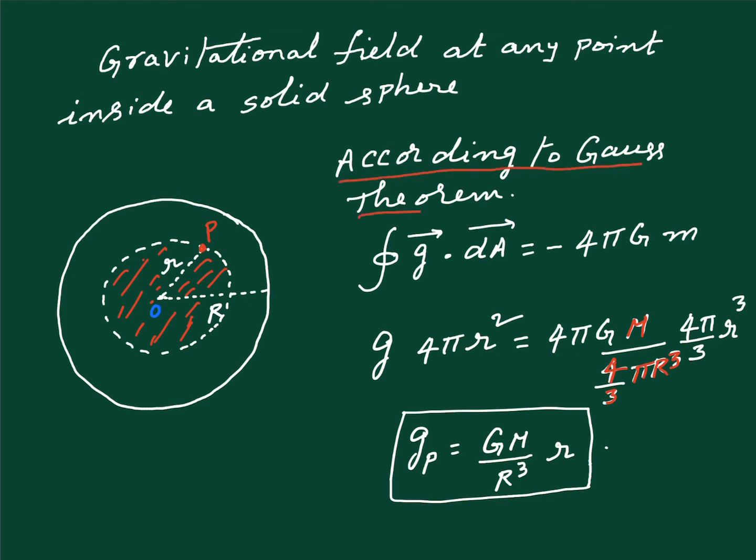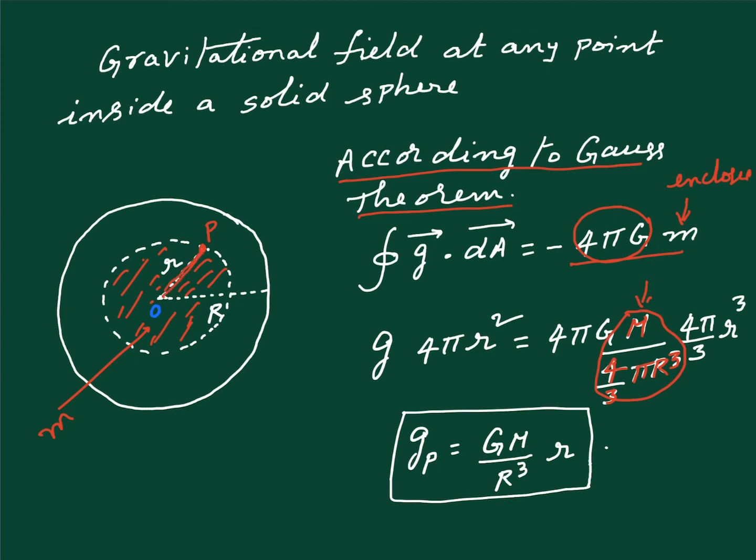According to Gauss theorem, the integral of g dot dA, where g is the gravitational field, which is nothing but acceleration due to gravity, is equal to 4 pi G into the mass enclosed. The negative sign indicates direction. So g into 4 pi r square is equal to 4 pi G into the mass enclosed. Total mass by total volume is nothing but density, so this is density into the volume of that part whose radius is r.